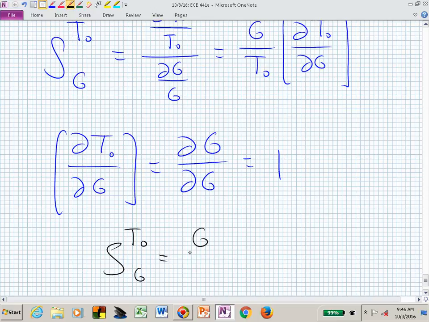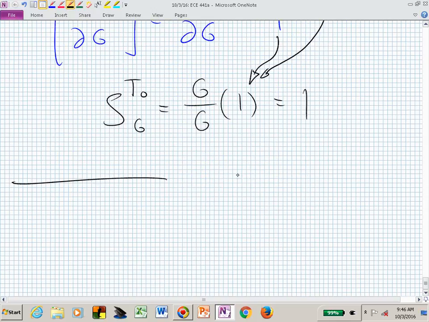which is G, times this piece, and G over G is 1. So the sensitivity of the open loop system with respect to changes in the system goes right through. If you change G by delta G, you're going to change the transfer function by exactly the same amount. We haven't reduced anything in terms of sensitivity with respect to changes in our plant or in our system. Hopefully with the closed loop, that will be a little different.